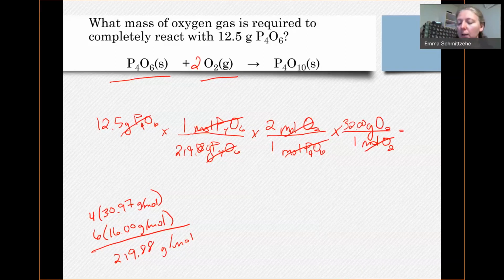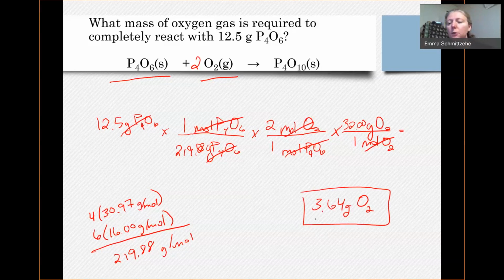And that gives me 3.64 grams of O2. And I rounded it to 3 sig figs because the fewest I have in my calculation is from the 12.5 grams, which is 3 sig figs. Okay, so that's how much of the oxygen gas I would need to completely react my 12.5 grams of P4O6.